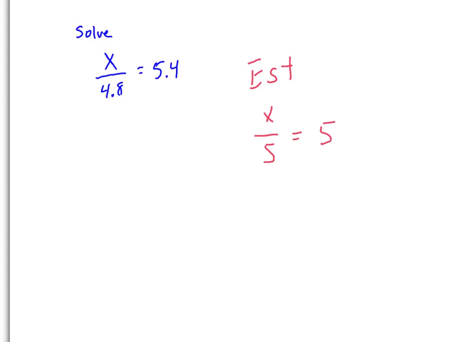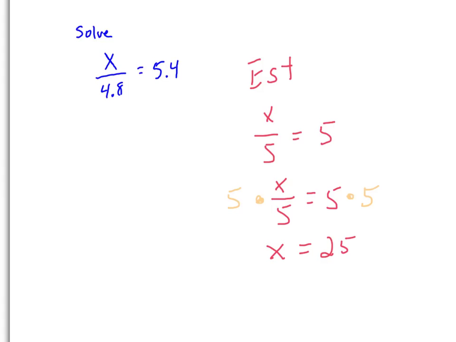And so what I'd have to do if I have division by 5 would be to multiply by 5. So I would multiply by 5 to undo the division of x by 5, and so I get an estimate here of x equals 25.